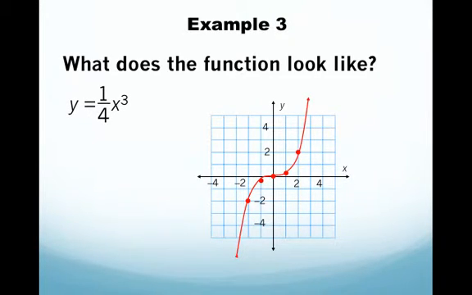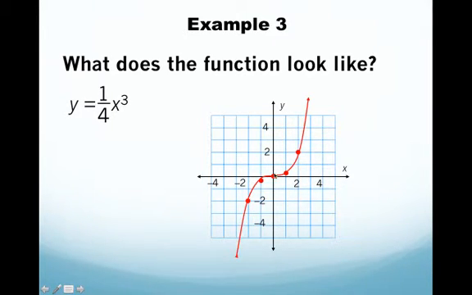Example 3. What does this function look like? Y equals 1/4 x to the third. This is a cubic function because the exponent for the x is to the third power. And this is like a squirmy S, I would say. It starts low and goes high. So when you graph it, it looks like this.